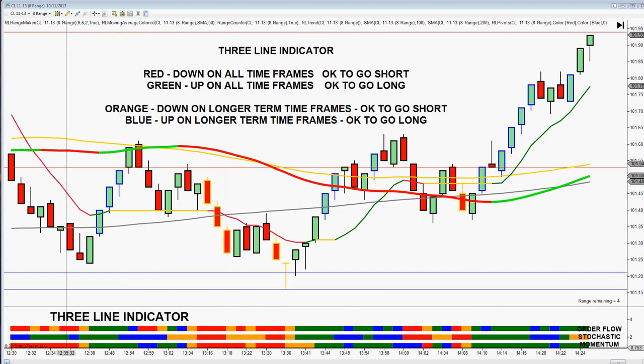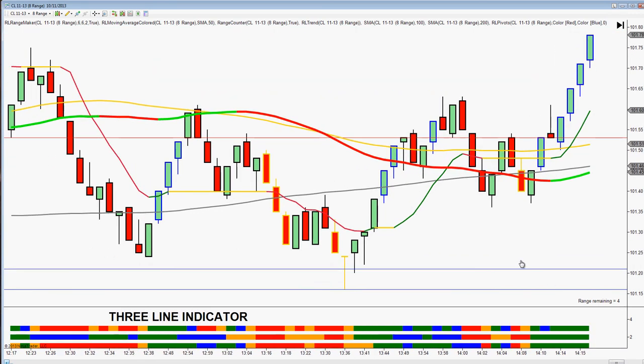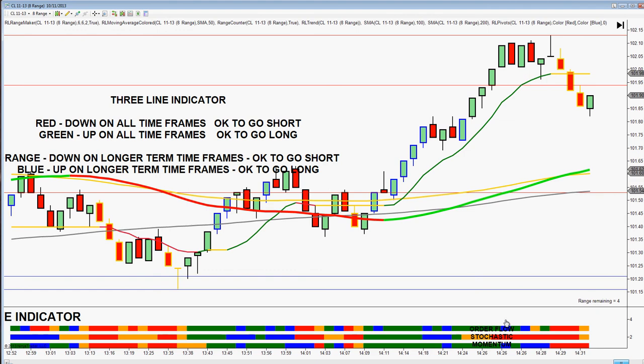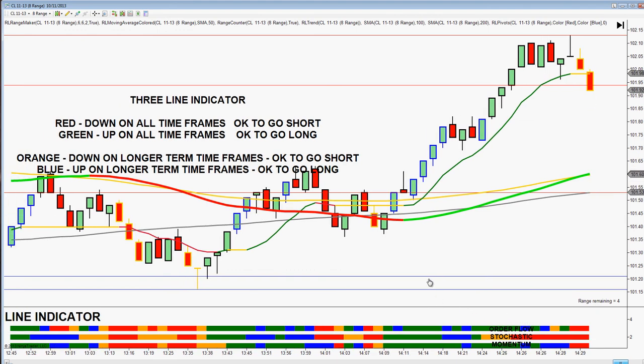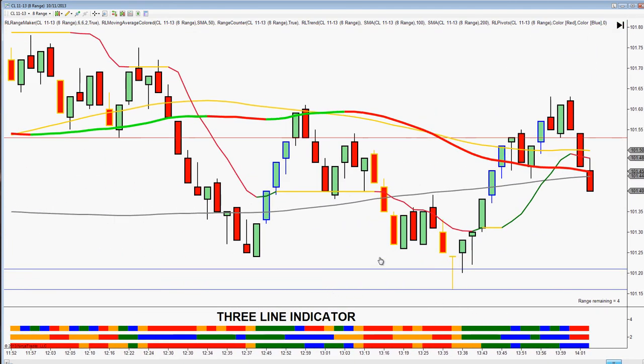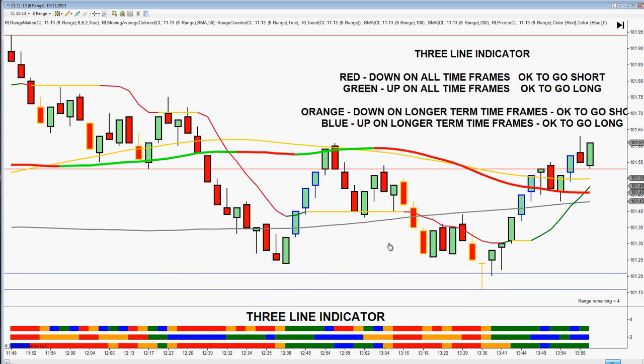So it should be very intuitive and easy after a little bit of experience and a little bit of chart time to be able to interpret the 3-line. And why don't we take a look and see what goes on with the 3-line, just evaluating the market.